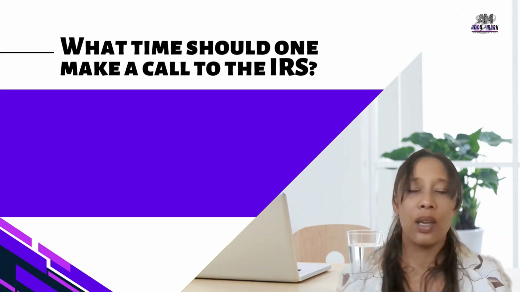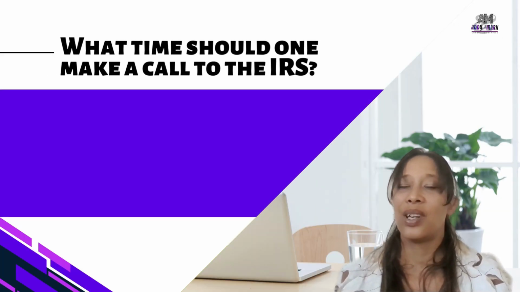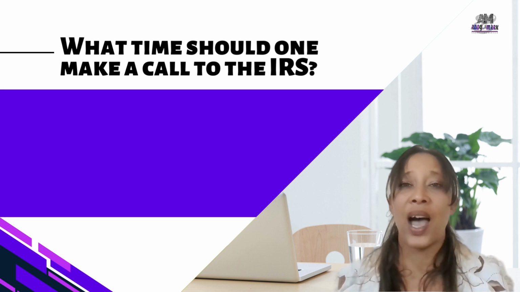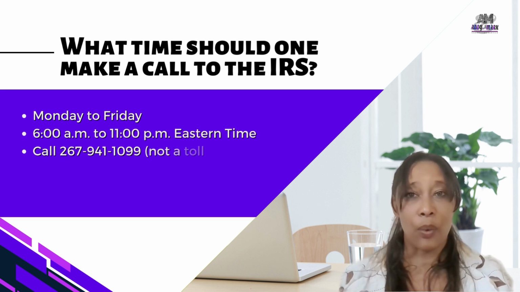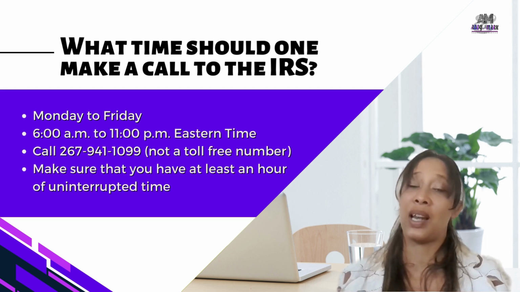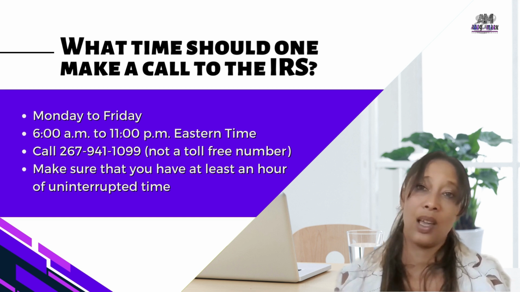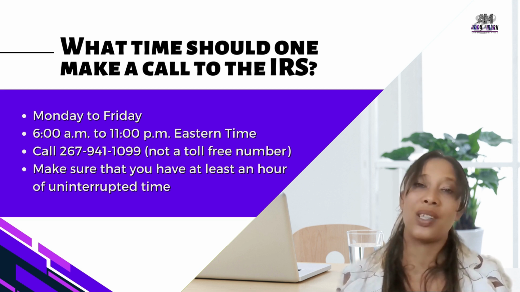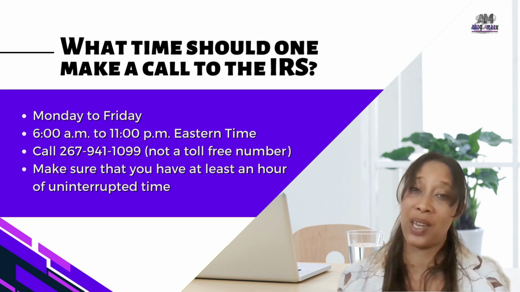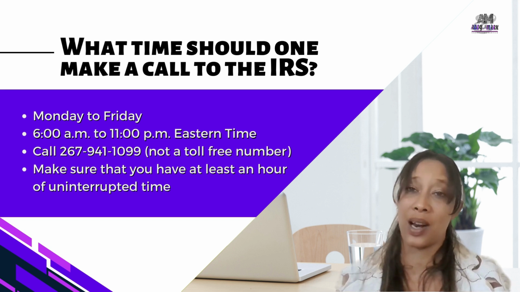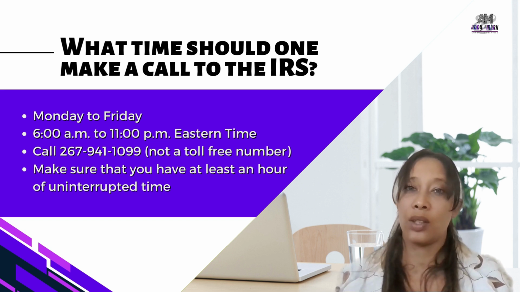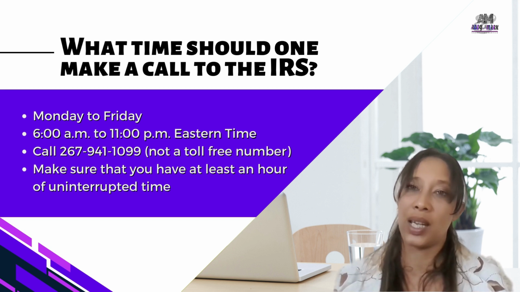And when it comes to making a call to the IRS, what time should you call them? So the IRS office operates from Monday to Friday, and the business hours are from 6 a.m. to 11 p.m. Eastern Time. It is essential to note this because the IRS does not operate over weekends. And you can call the IRS at 267-941-1099 and ensure that you're pressing the appropriate number from the menu to receive a foreign EIN.